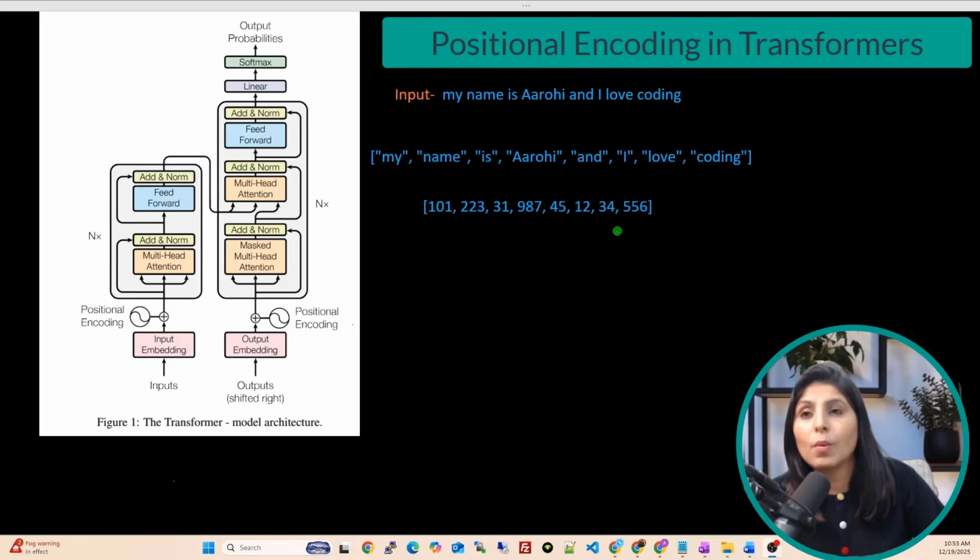The second job of the tokenizer is to provide a unique ID to each token. For "my", the tokenizer provided 101 as a unique ID. For "name", it provided 223 as a unique ID. Like this, our tokenizer provided a unique ID for all the tokens. This is the task we performed on the input before giving it to the input embedding. Over here, we performed all these steps.